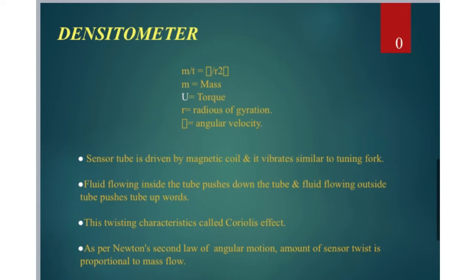The sensor tube is driven by a magnetic coil and it vibrates similar to a tuning fork. Fluid flowing inside the tube pushes down the tube and fluid flowing outside the tube pushes the tube upwards. This twisting characteristic is called the Coriolis effect. As per Newton's second law of angular motion, the amount of sensor twist is proportional to mass flow.